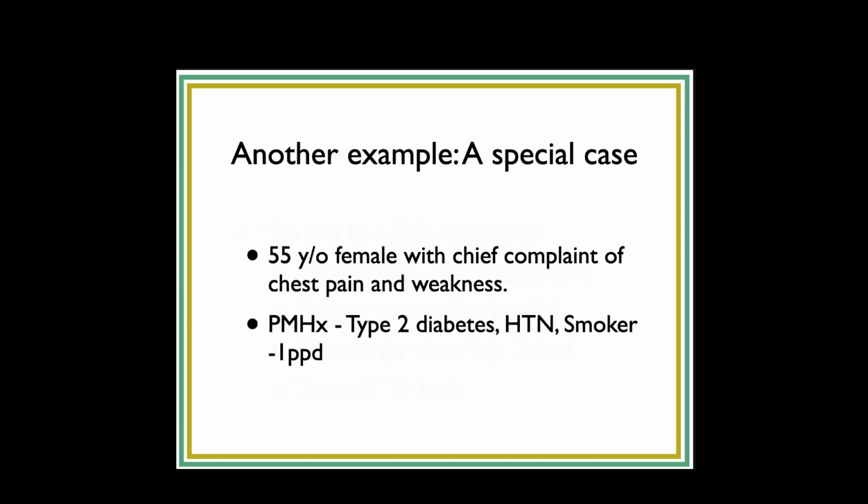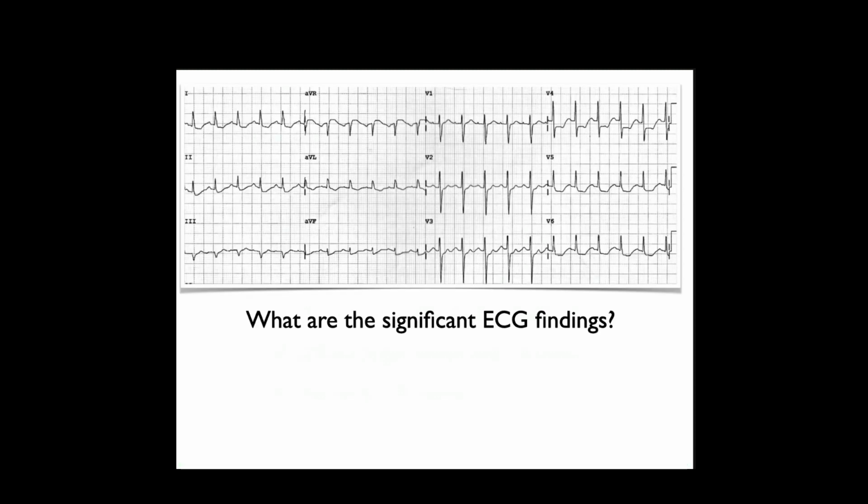A special case. Okay, so yes, ACS, we know that. Natalie, what are the significant ECG findings? Yes. Okay, so we've got widespread ST depression. There's another significant ECG finding that I've told you, don't bother looking at that lead. Which one is it? AVR. And what's an AVR?